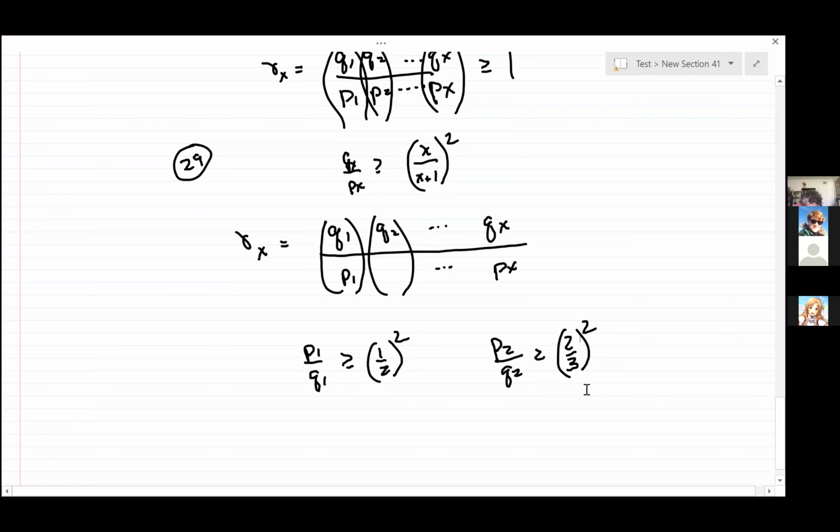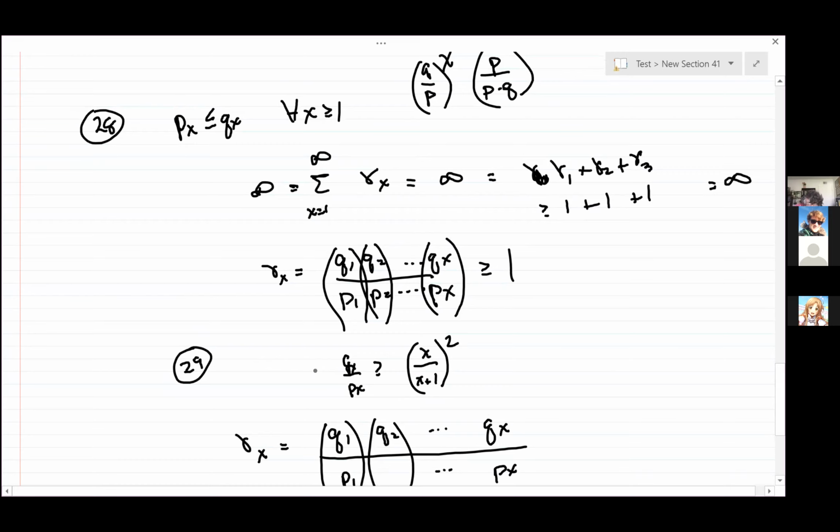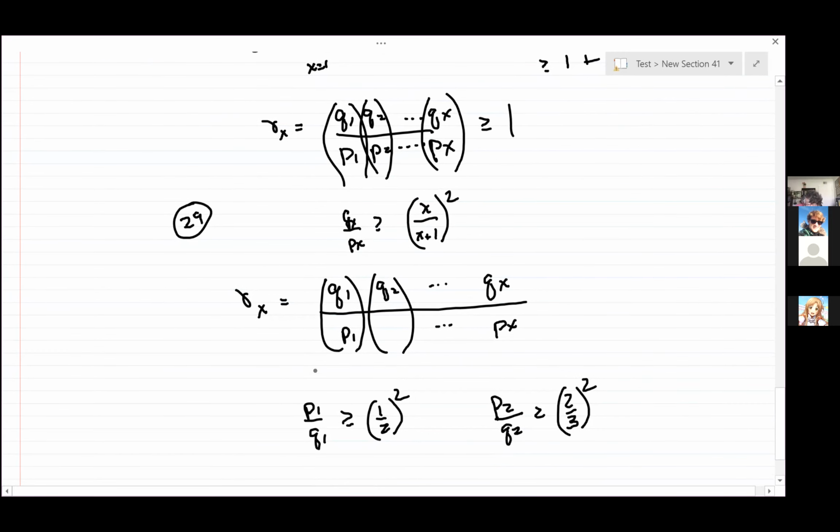And similarly, so if I multiply, why am I doing it that way? I shouldn't be doing it that way. I should have them reversed. Q1 over P1. Q1 over P1 is greater than or equal to 1 over 2 squared.